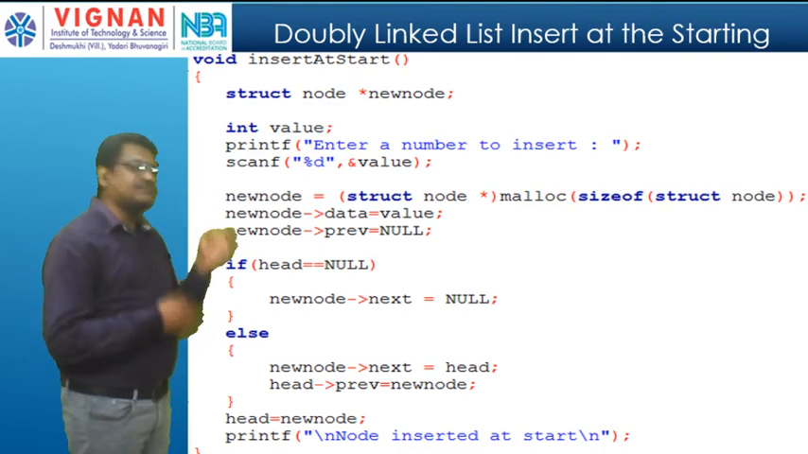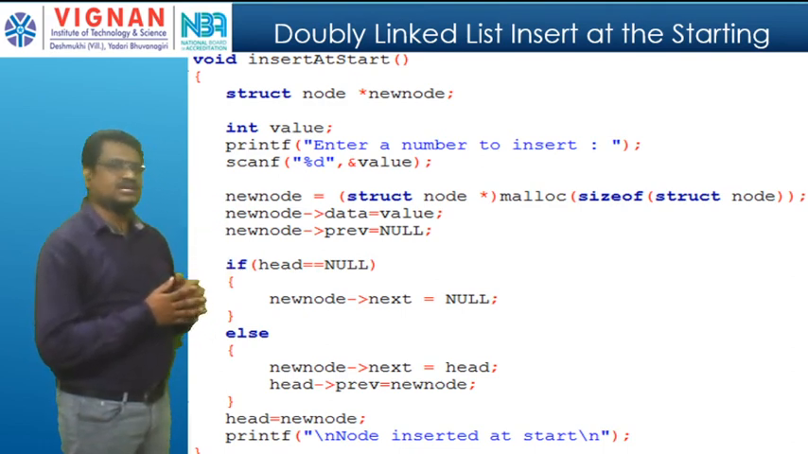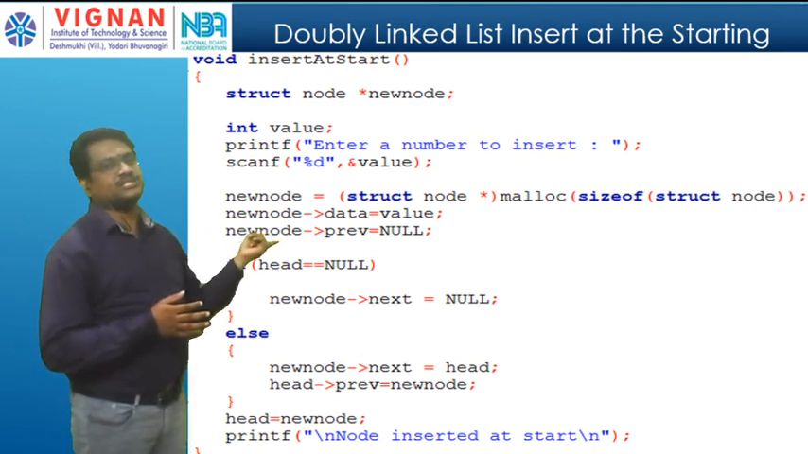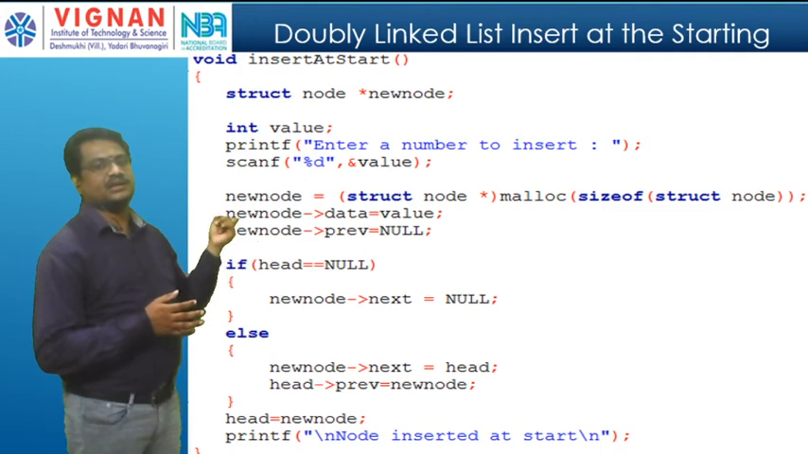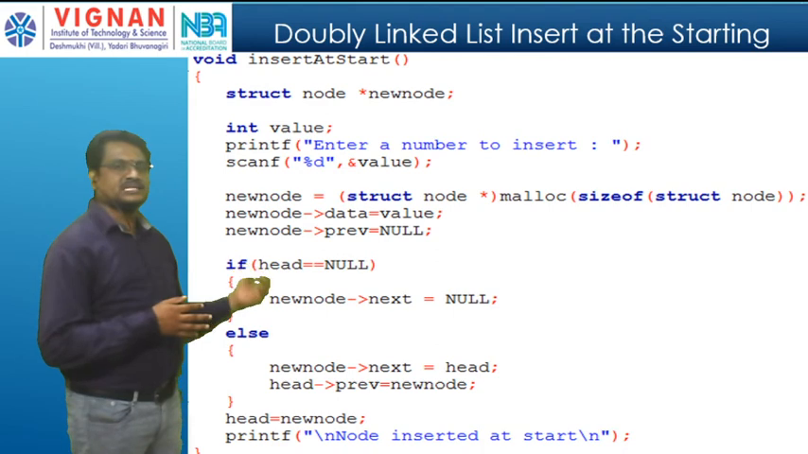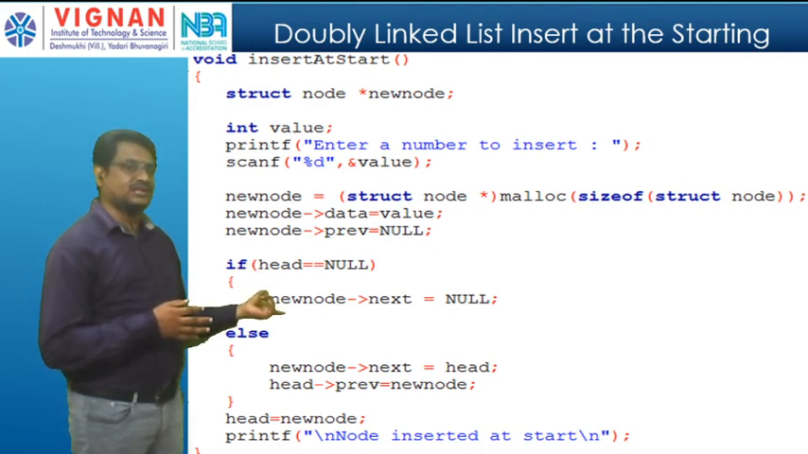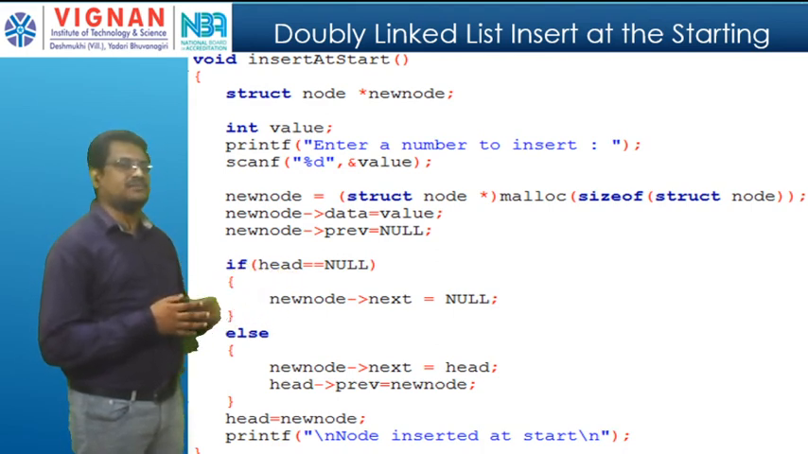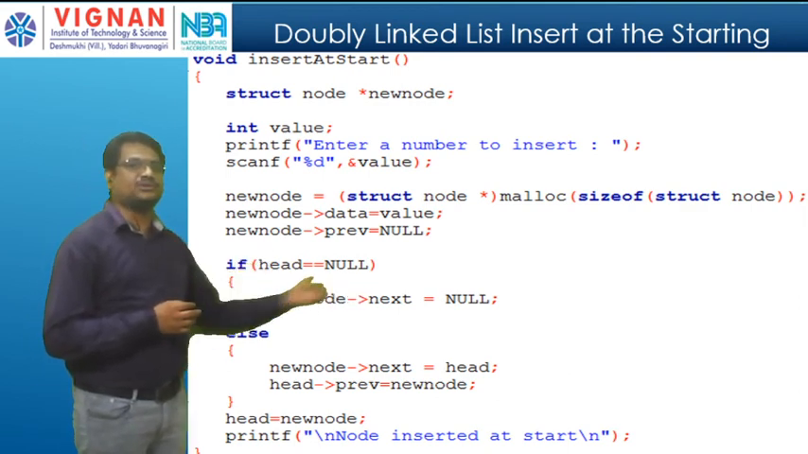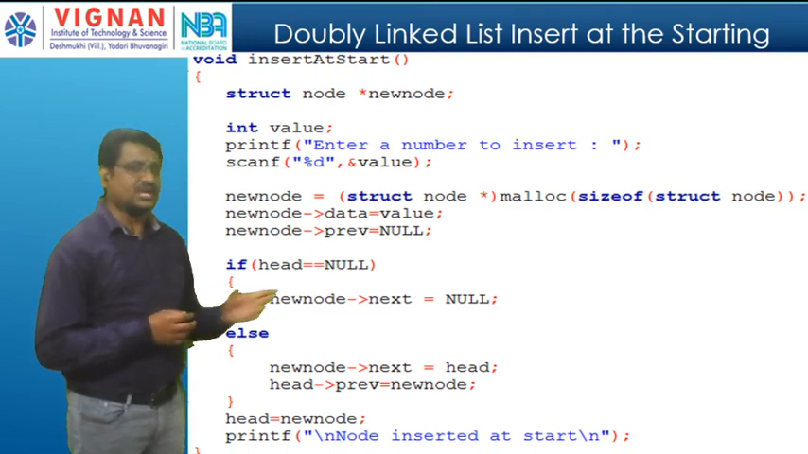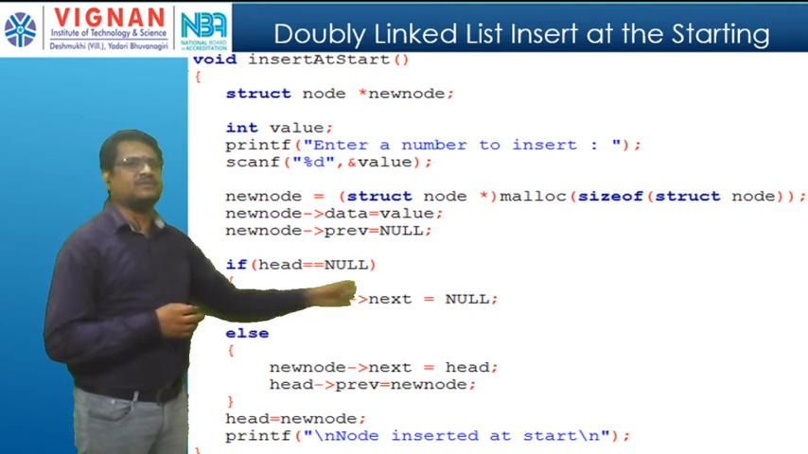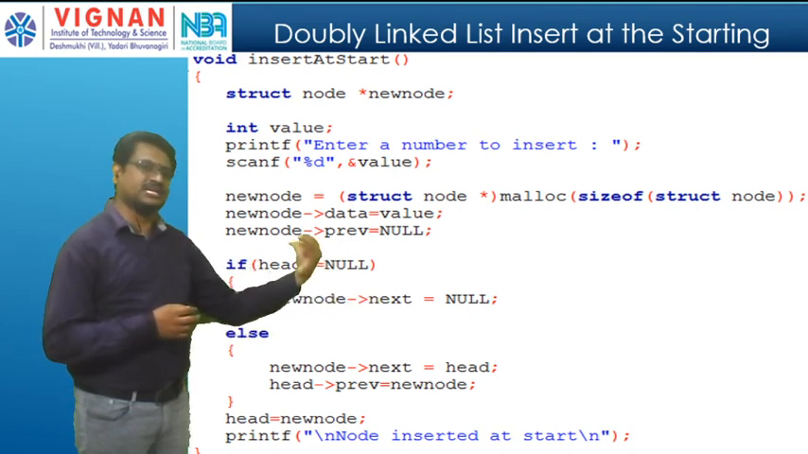Next here I am inserting at the starting. So that means that new node previous element will become as null automatically. Now data is equal to whatever the value we have read, that is value. And next I am checking whether the elements are available in the linked list or not. If it is null, it means there are no elements available, the new node next element will become as null. Okay, if the elements are available, then what I have to do? This new node next element will become as head. Why? Because I'm inserting the element at the head.